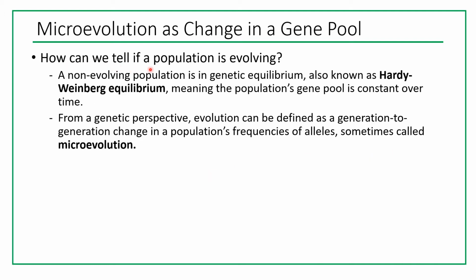So how can we tell if a population is evolving? A non-evolving population is in genetic equilibrium, also known as Hardy-Weinberg equilibrium, meaning the population gene pool is constant over time, right? So from a genetic perspective, evolution can be defined as generation to generation change in the population's frequencies of alleles, sometimes called microevolution. And today we even say that there is no sharp distinction. Microevolution and macroevolution are very similar processes.